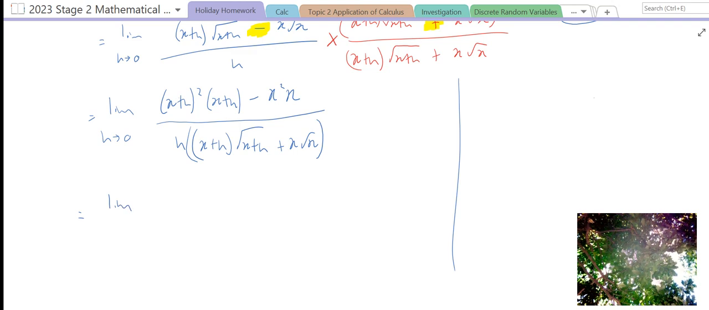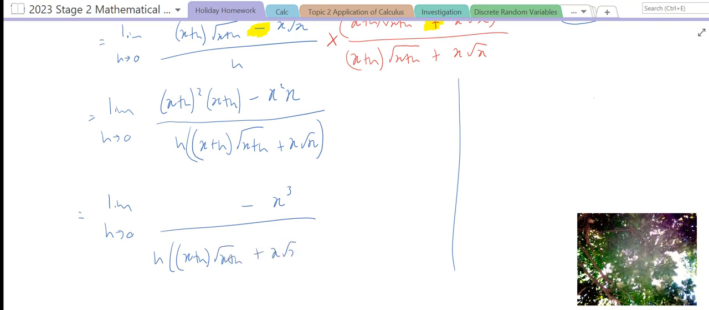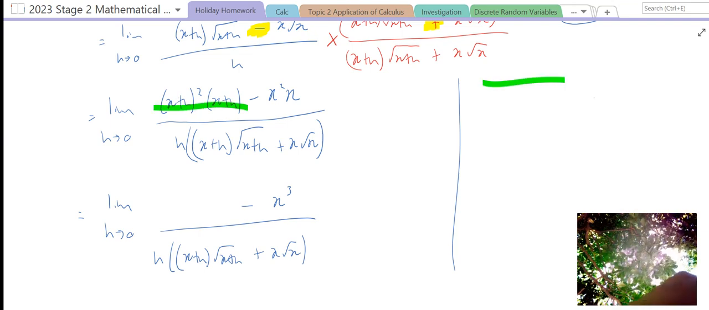Lim h approaches 0, take x cubed over h, x plus h, root x plus h, plus x root x. The more difficult part is, what's that? Well, that here. Now, you guys may recognize that as x plus h to the power of 3, because there's a squared lot, and then another power of 1 there.